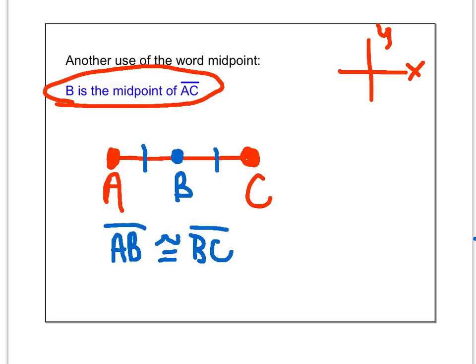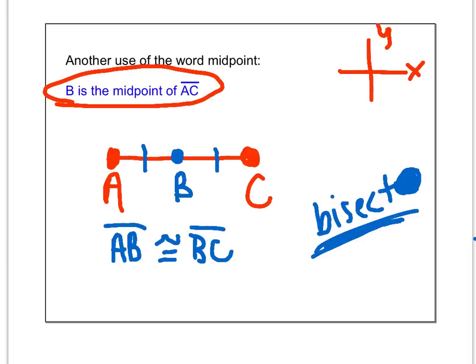The other word that I want to talk about for a minute is the word bisect. If I take AC and bisect it, it means that I'm cutting it in half. You're going to see that word bisect used a lot. It is similar to midpoint in that midpoint means you're in the middle, so you're cutting that segment into 2 equal pieces. That's the same thing that bisect means.